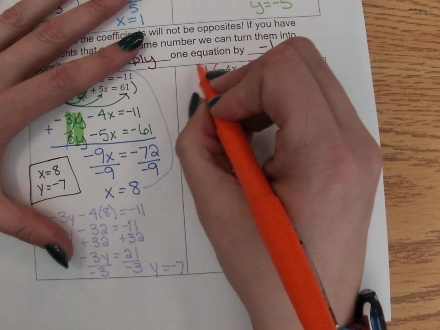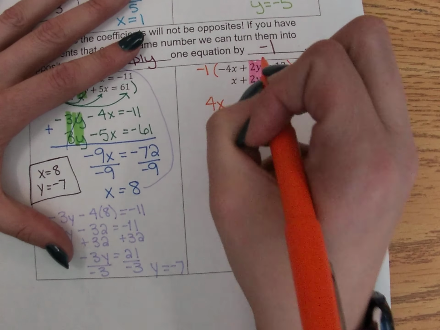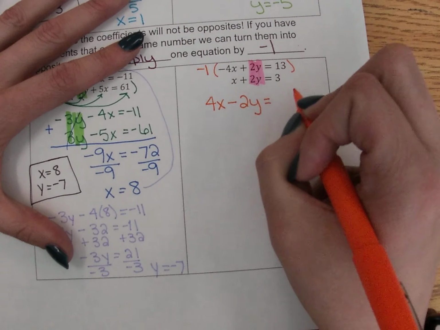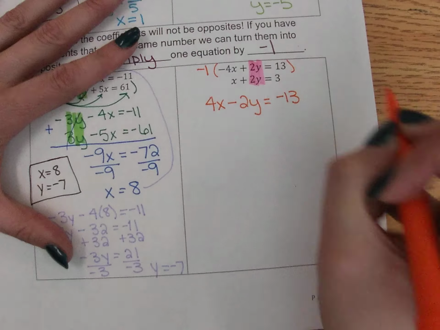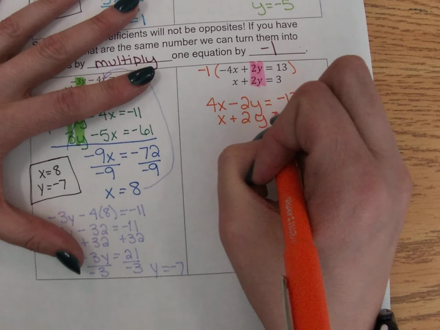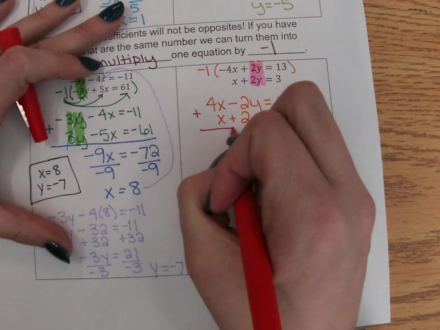So my top equation becomes a negative 1 times a negative 4x, which will be positive 4x. Negative 1 times positive 2y, which will be negative 2y. And negative 1 times 13, which will be negative 13. My bottom equation is staying the same. Once I do that, I've taken care of it. I can now go to adding. So I'm going to add these two equations.